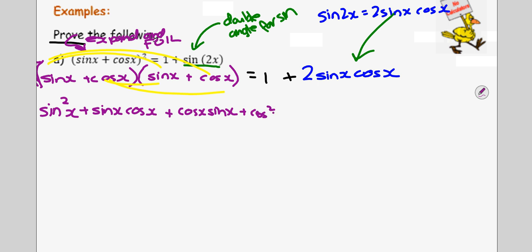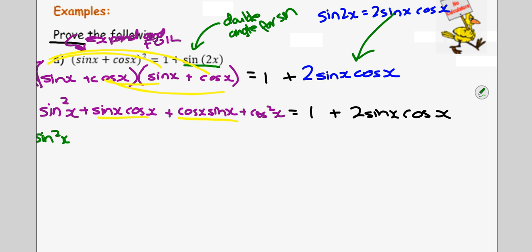Cos squared x. So you're probably guessing that on the next one we're going to collect some like terms. Equals 1 plus 2 sine x cos x. There's nothing much we can do with that side at this point. So our next point is to collect these two lovely like terms and see what happens.